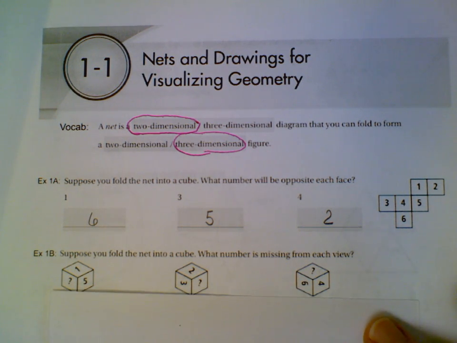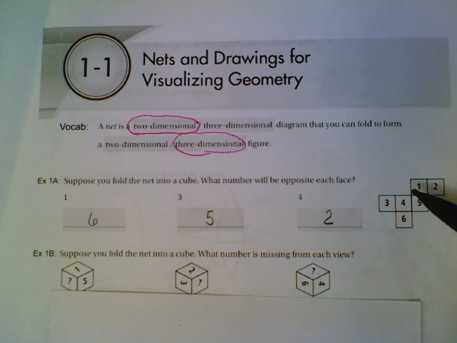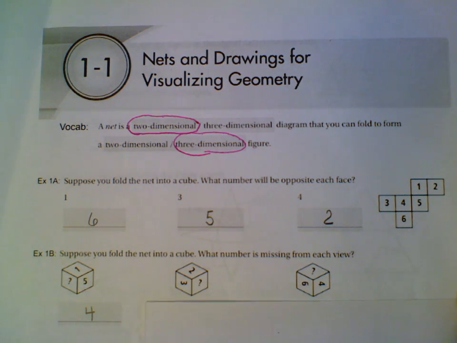Alright, let's try it again. Suppose you fold the net into a cube, what number is missing from each view? So now I'm trying to visualize not only folding it into a cube but also rotating it around to see those faces. So if I had folded this into a cube and 1 is on top, 5 would be on this side, trying to picture what would be next to it. So I think it is 4.